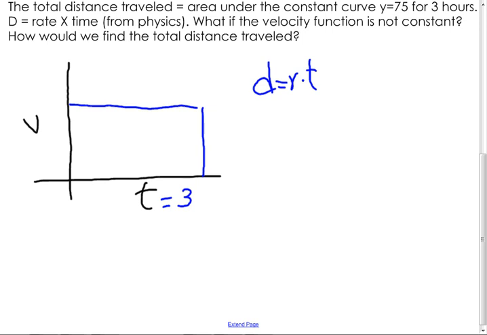I taught 9th grade physical science a long time ago. For one semester, but I remember teaching that. Distance equals your speed times the time. And you can do it dimensionally. It's just the area under the curve. It's just the area of that rectangle.